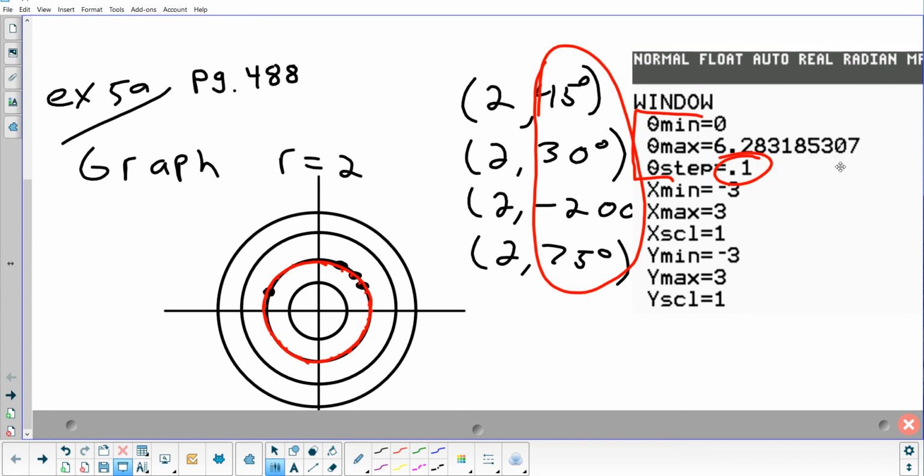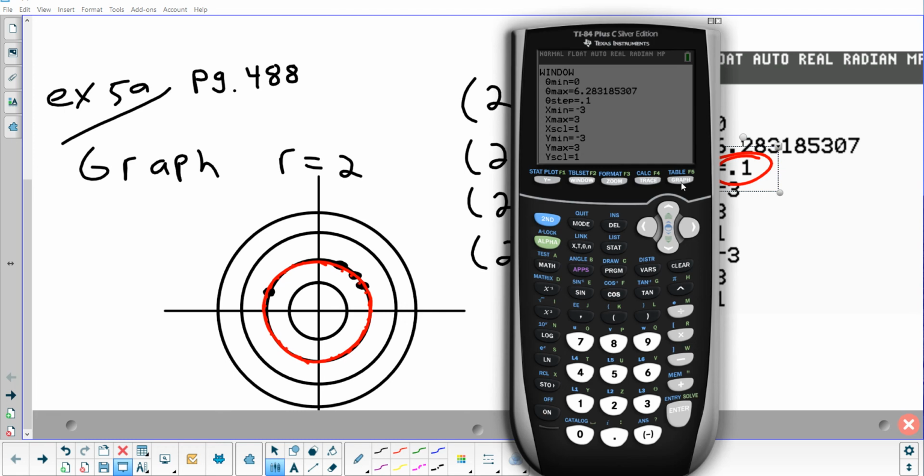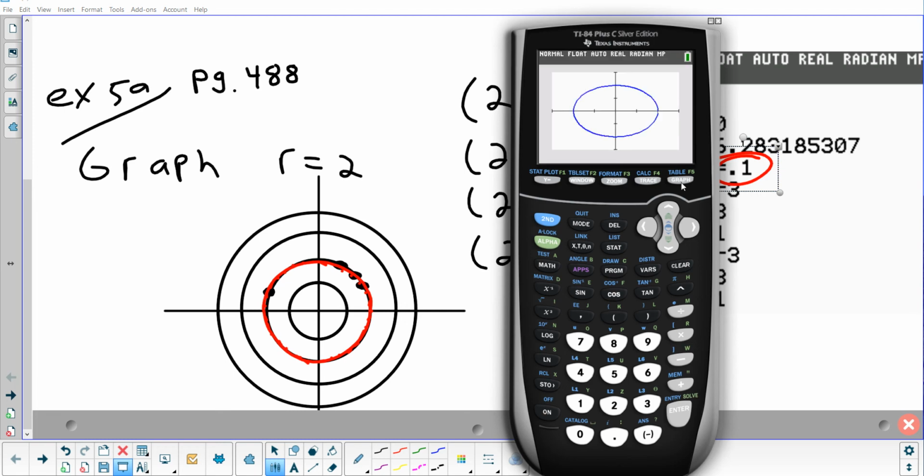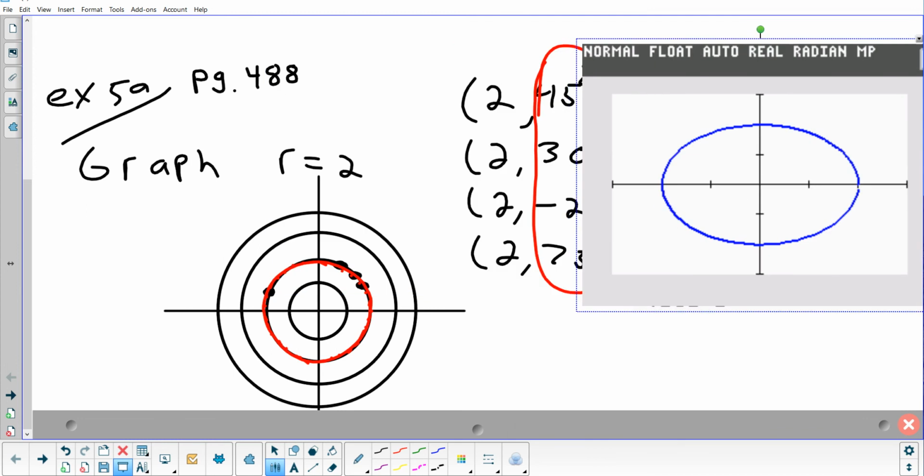0.1 is a decent step to go by. Whenever you go by 0.1, you're getting 10 points per integer. You're going to the integer 6, so that's going to give you 60 points. Plus, you're going to get 6.1 and 6.2 in there. So you're going to get about 62, maybe 63 points if you include the first one. That's plenty. So let's hit graph. And how come it doesn't look like a circle?